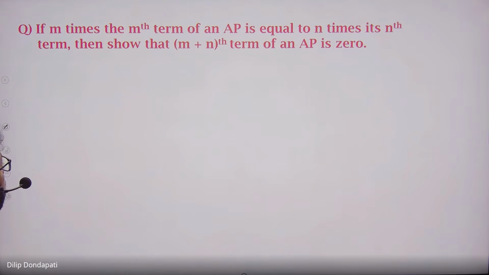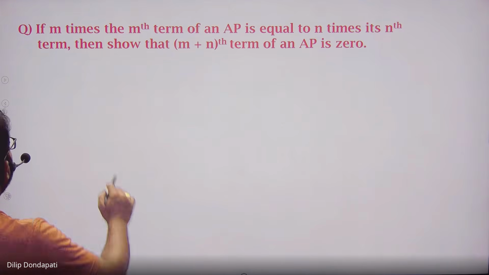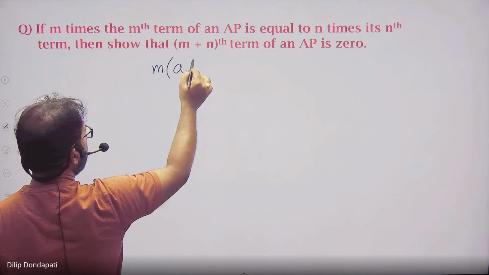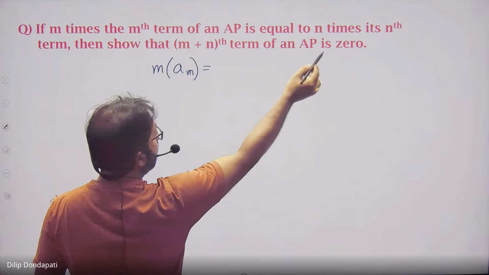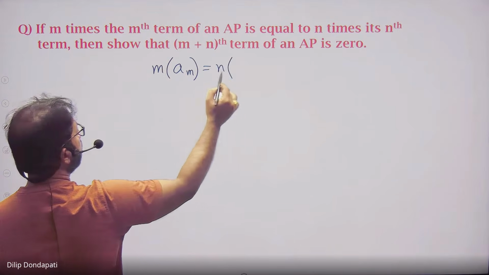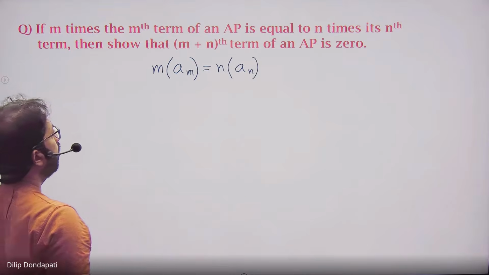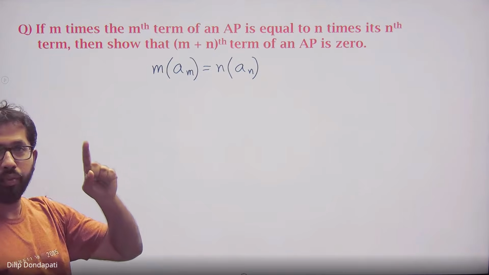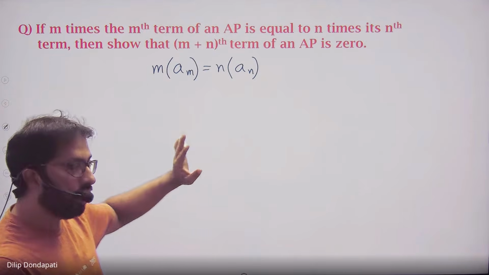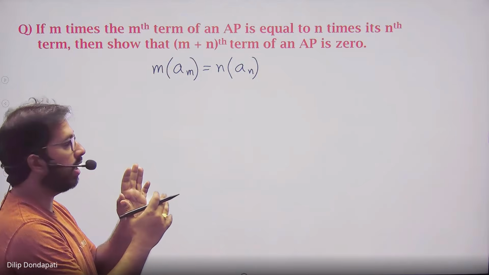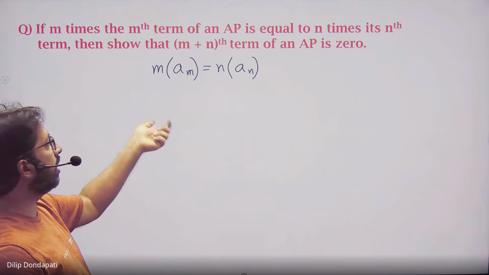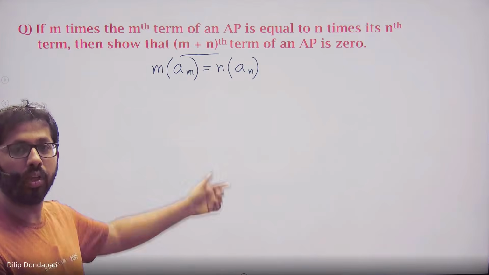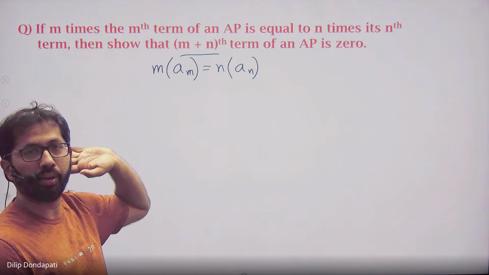If m times the mth term of an AP, what is it saying? M times the mth term of an AP is equal to n times the nth term of the AP. Then he is telling us to prove that the m plus nth term is 0. Here, how many equations are given? One equation is given. So definitely we must multiply out the one equation fully, bring everything to one side and solve, and some value will come. That will help you to find the m plus nth term. Till now, two equations were given, to find a and d. Now here only one equation is given to you. Definitely we have to solve this to find anything.